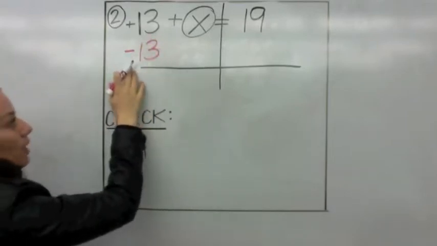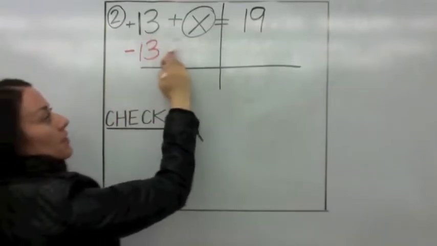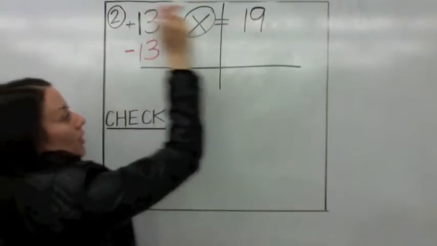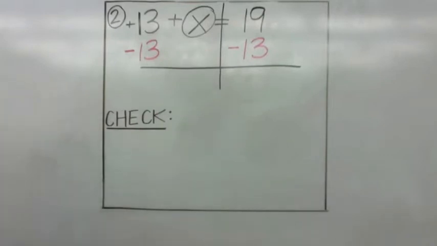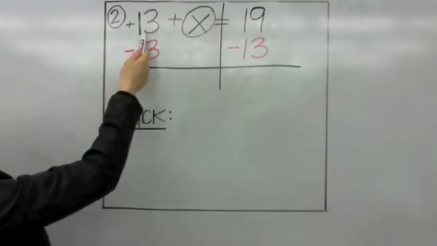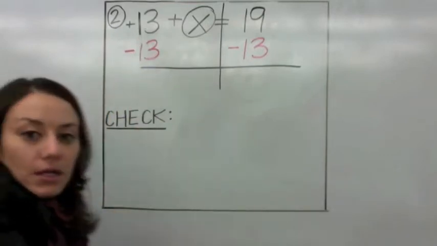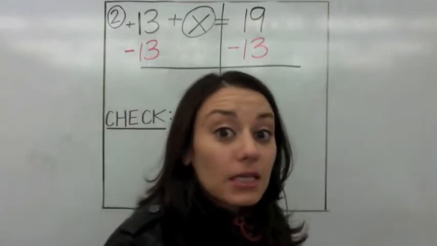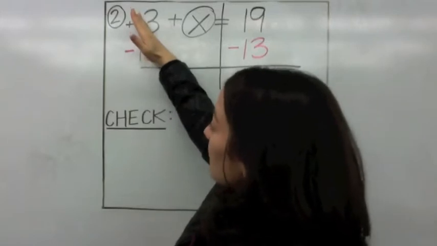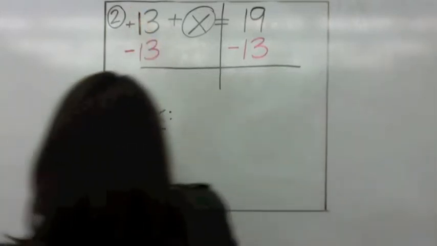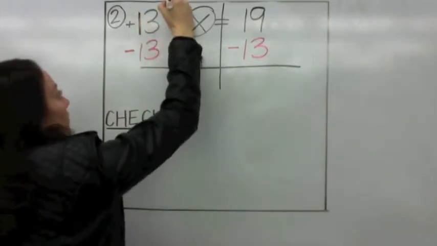Okay, so we're going to subtract 13 from this side of the T, and that means we need to subtract 13 from this side as well. All right. So a positive 13 and a negative 13 make what? They make 0. What you're trying to do is cancel this out, which means it will be 0 when you cancel something, okay?